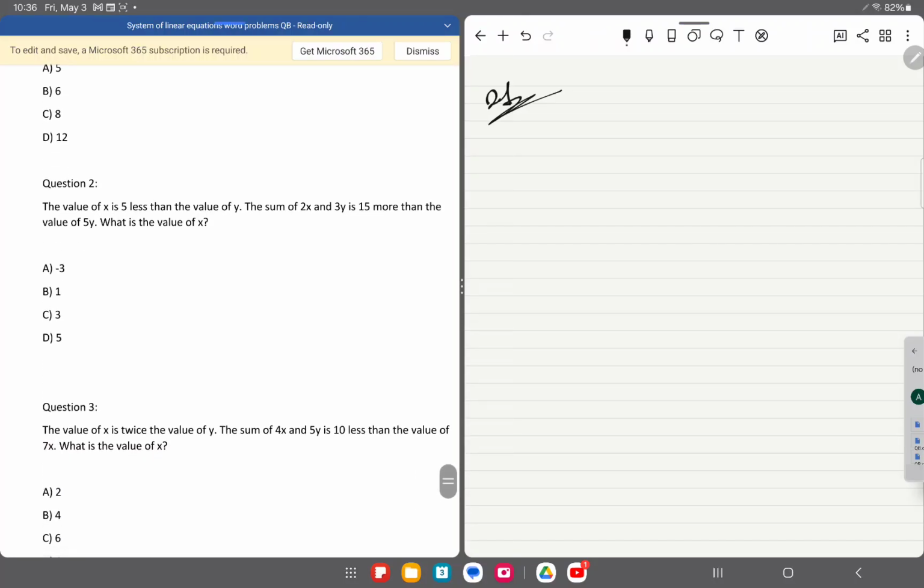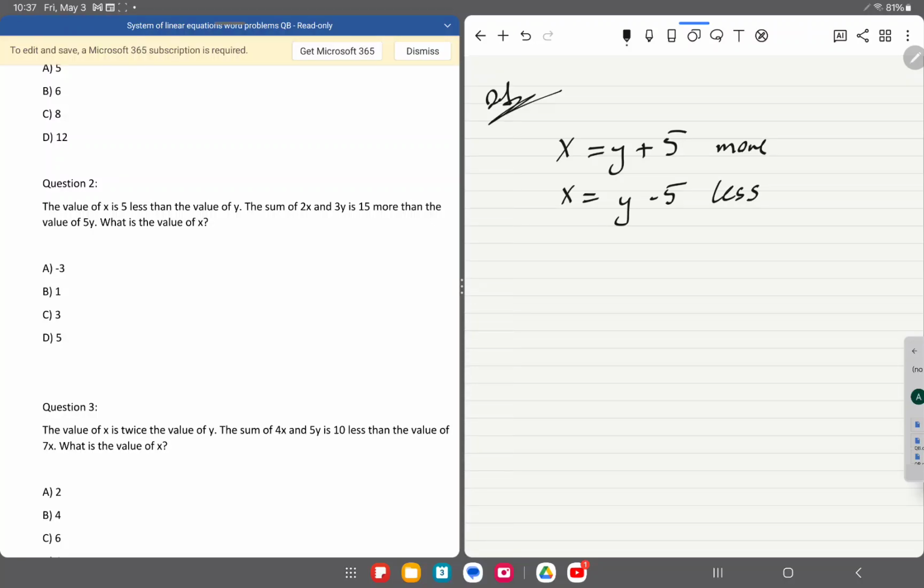The value of x is 5 less than the value of y. So the value of x is less than the value of y. If the value of x is more than the value of y, I'm going to put x is equals to y plus 5. But if x is less than y, it's x is equals to y minus 5.